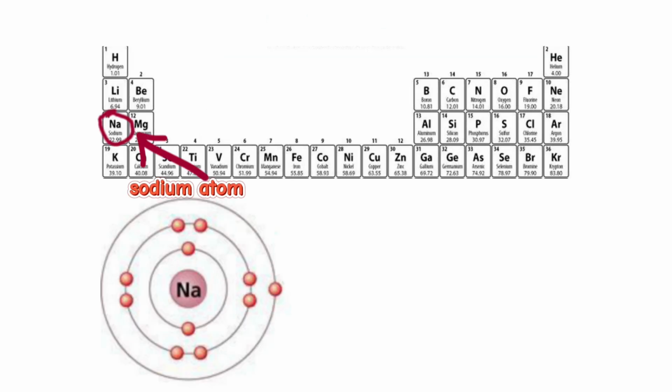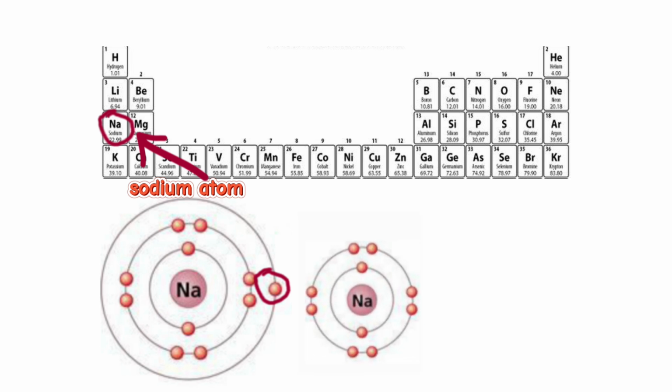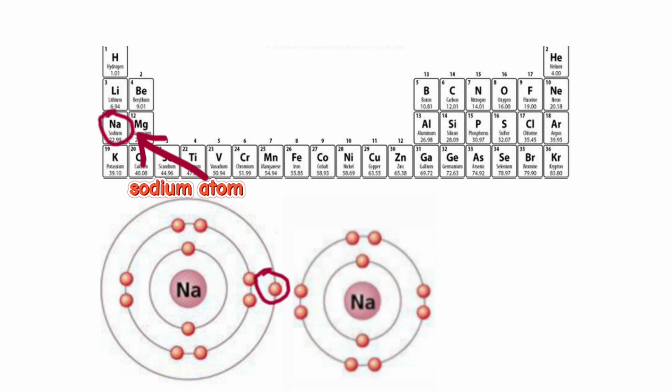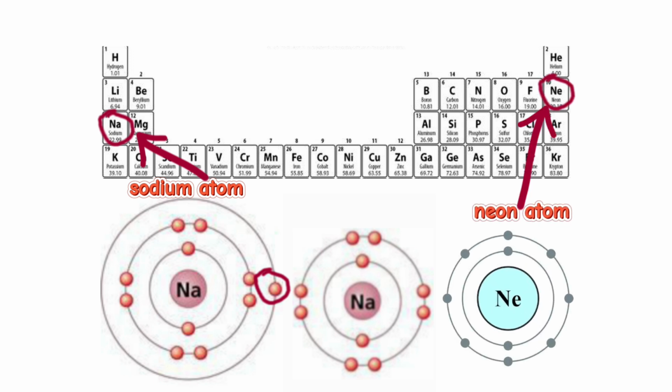Sodium has one valence electron. It has to lose this electron to get the noble gas electron configuration. It would result in the same electron configuration as neon. Due to the loss of an electron, a positively charged cation called sodium ion is formed.